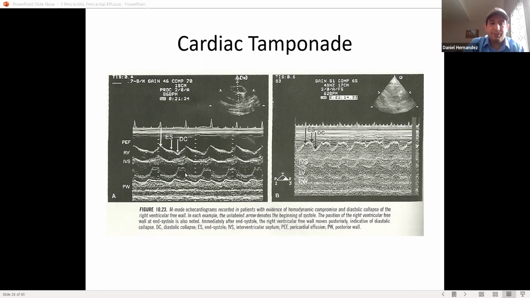So you can also see your M mode tracing here. This is during diastole, when the mitral valve's open. We see that wall of the right ventricle collapsing down towards the interventricular septum. This is actually all fluid too. So this echogenic space above, or anterior to, that wall of the right ventricle represents fluid. So you can actually see it up here. So this is all fluid now. So, large pericardial effusion.